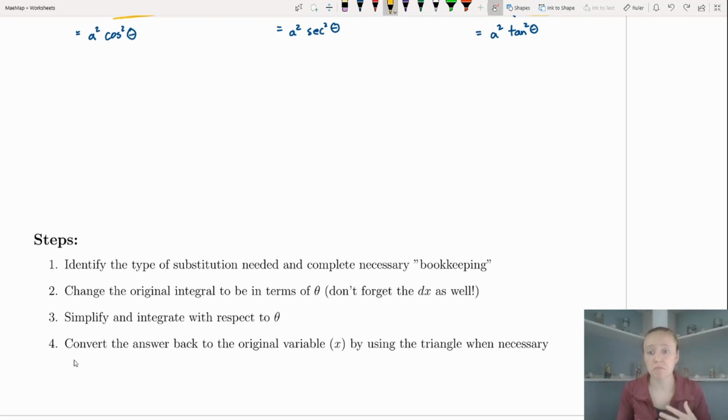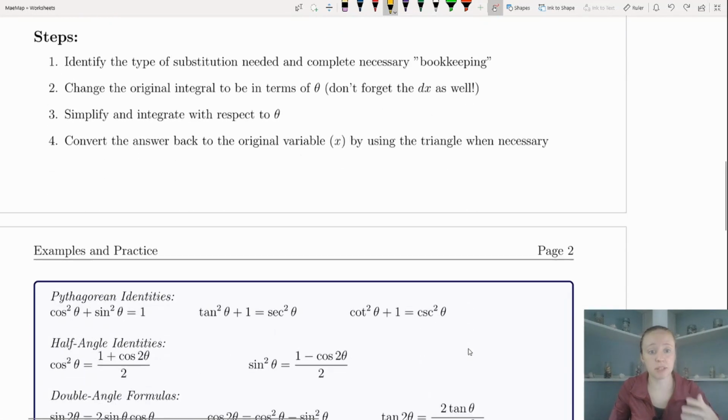Then once you integrate, just like a u-sub, we convert back to that original variable unless we have bounds that are easy to substitute in. And for this case, when we go back to that original variable, we are going to use that triangle when necessary. That triangle, think of it like a map. We use it to help us figure out that substitution that's needed, but then we also need it to go back to our original variable. So let's jump into some practice problems to really help solidify these steps.